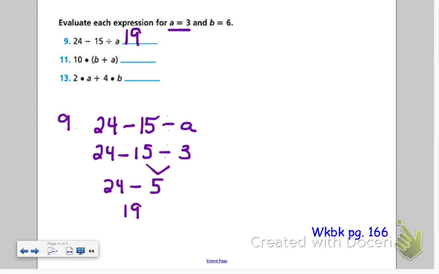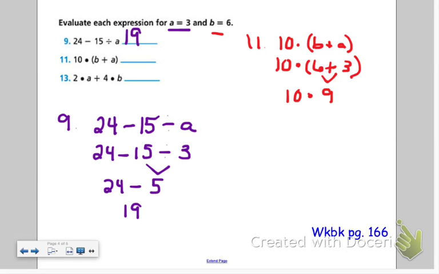Let's take a look at number 11. We have 10 times, try to make my multiplication sign there, b plus a in parentheses. So first I'm going to do the substitution step. It's going to be 10 times, and instead of b, I'm going to put 6 in its place. Instead of a, I'm going to put 3 in its place. So there's the new expression, but now I have numbers substituted in for the variables. And time to solve. Let's see. Parentheses? Yep. 6 plus 3 is 9. Then I have my multiplication left. 10 times 9 is 90.